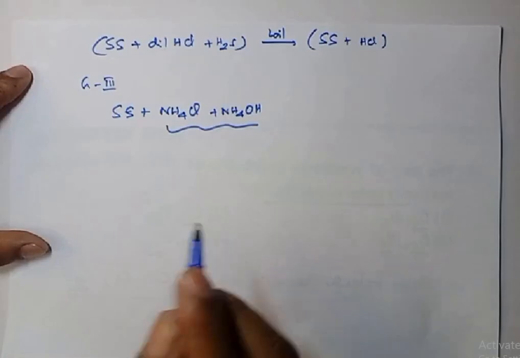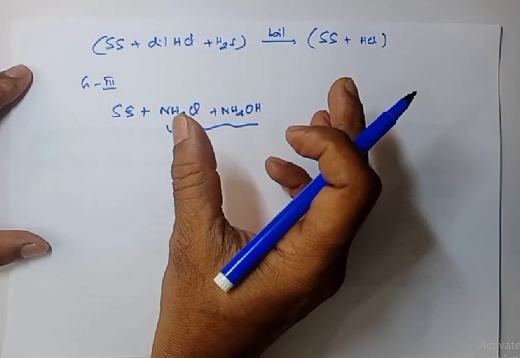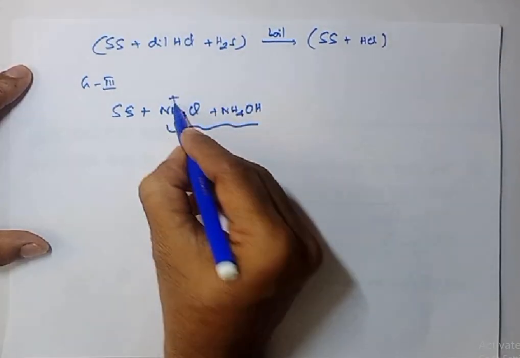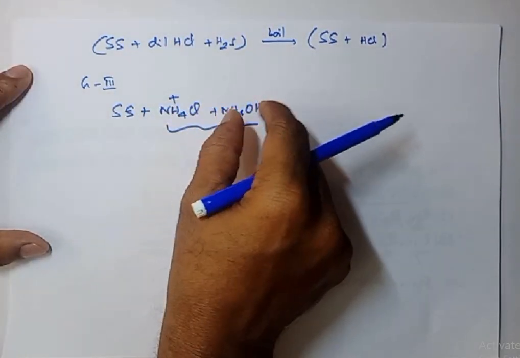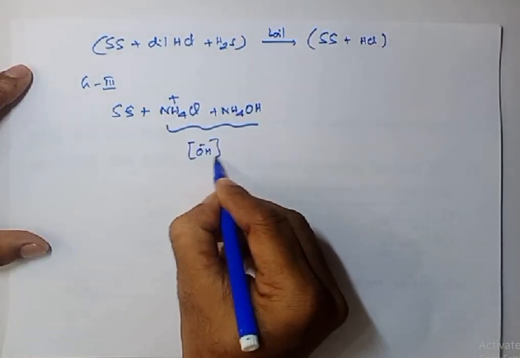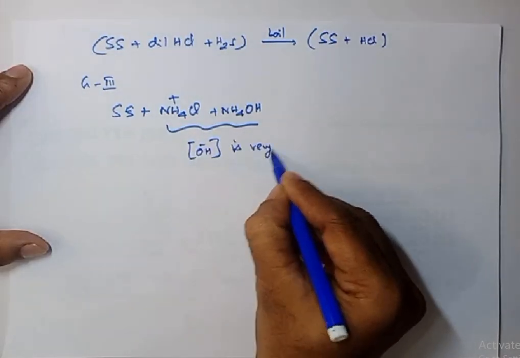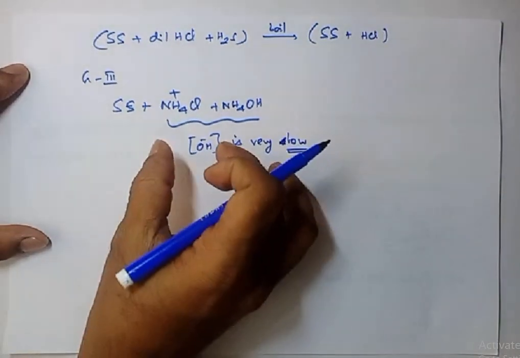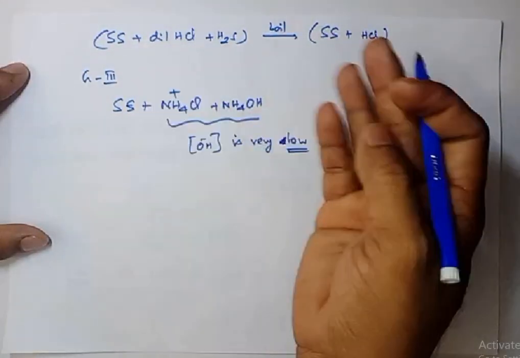Okay, I have told you ammonium hydroxide is a weak base which undergoes partial ionization and produces hydroxide ion. In the presence of ammonium chloride, which contains the common ion NH4 plus, due to the presence of the common ion, the dissociation of ammonium hydroxide is suppressed. So here, the concentration of hydroxide ion in the presence of ammonium chloride is very low. Since the hydroxide ion concentration is very low, only these metal ions get precipitated as their hydroxides.